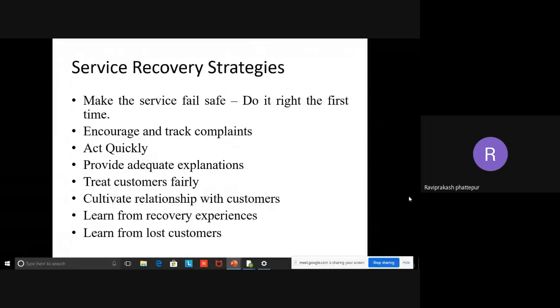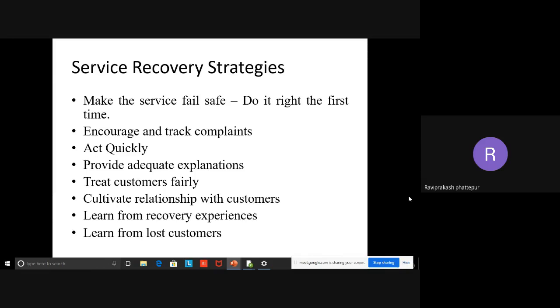Next, cultivate relationship with customers. Why is this very important? If you are having any issues in the service delivery, he may not feel very dissatisfied because he has a good relationship with you. He can come and tell you, and you can make up for whatever issue has happened in the service delivery. So you need to have a very good relationship with your customers.